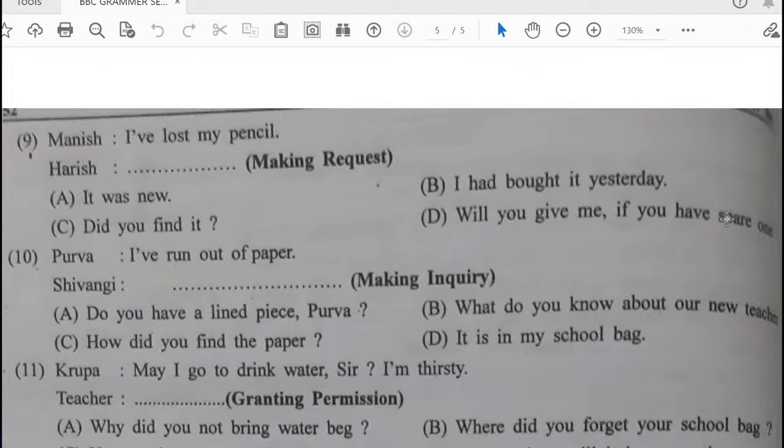The suggestion is making a request. So I have lost my pencil. Option A, it was new. B, I had bought it yesterday. C, did you find it? And D, will you give me if you have a spare one?